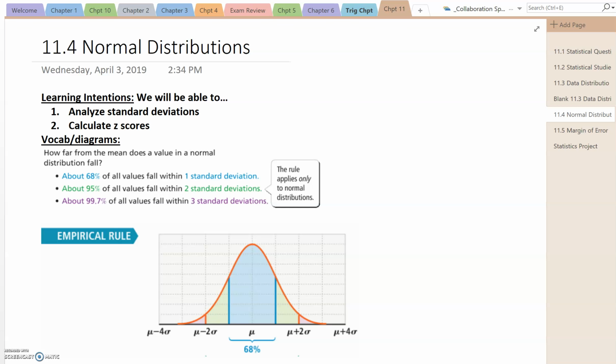Hi, Algebra 2 students. Welcome to our second set of notes for this week. In this set of notes, we're going to be talking about section 11.4, which is all about normal distributions.